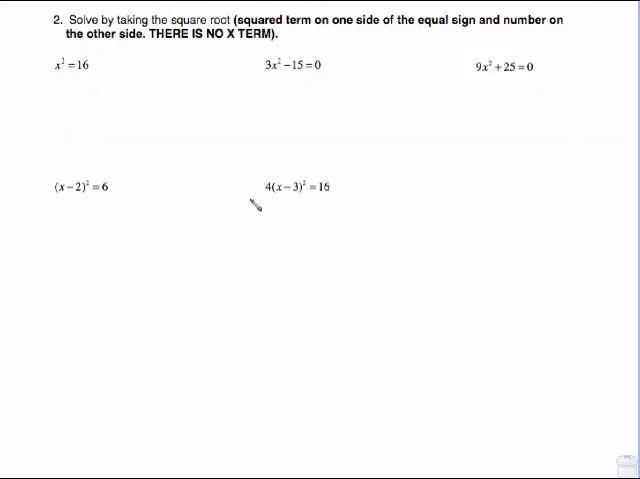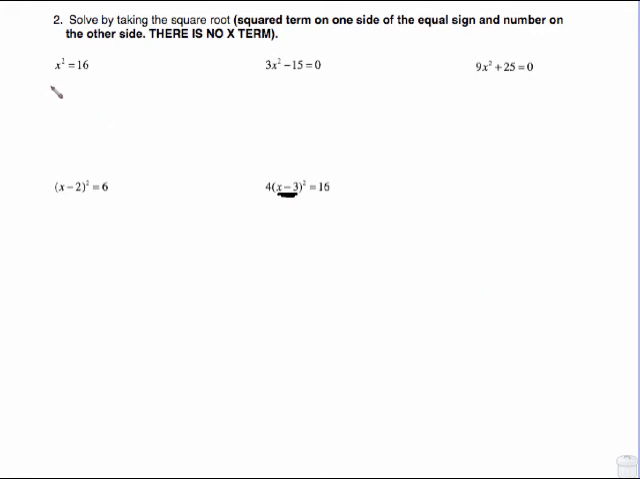The next method we want to look at is taking the square root. The directions will say solve by taking the square root, or it'll say solve with the square root method. You only use this in certain circumstances, and it's this idea. You've got a squared term on one side, and you've got a number on the other. There is no plain old x term unless that x is inside parentheses that are being squared. We'll get to that example in a minute.